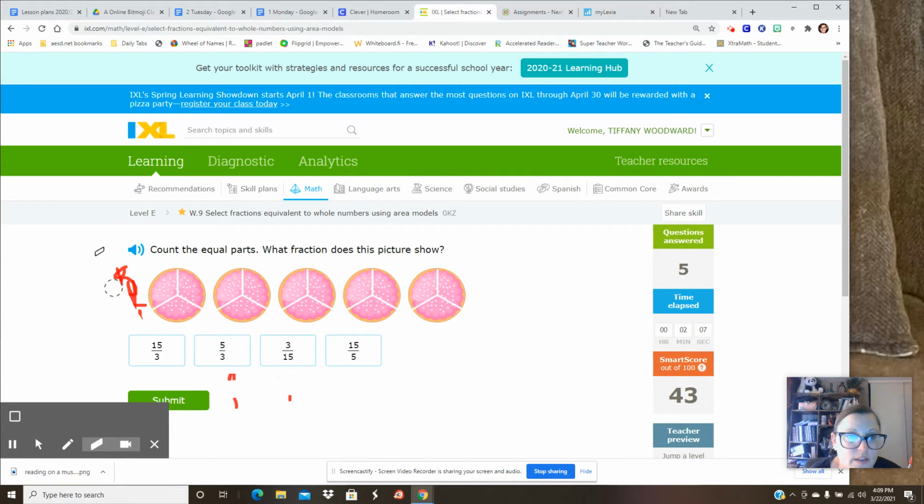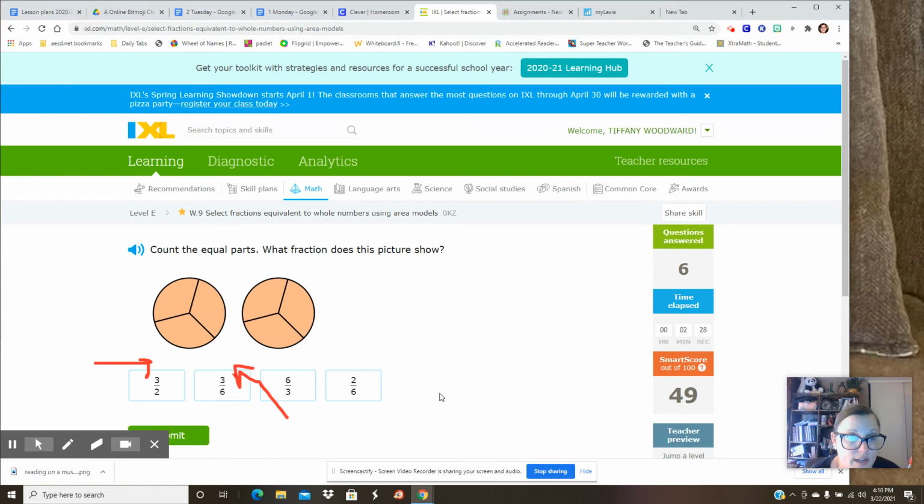All right. So now just look, how much are they cut into? They're cut into 3 pieces each. So you know your bottom is going to be thirds. So it has to be one of those. 3, 6, 9, 12, 15. There's 15 pieces all together when you add up all the 3s. So it's definitely the first one. 15 thirds. I still could keep going.